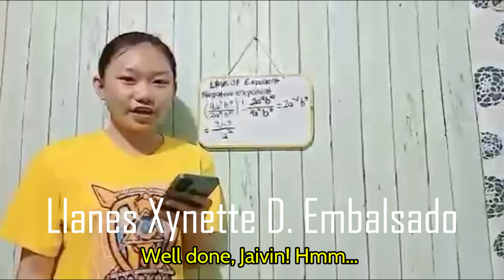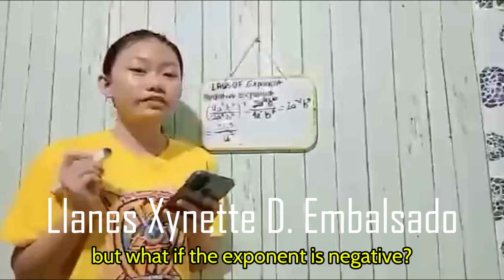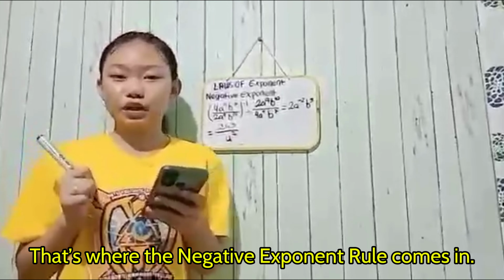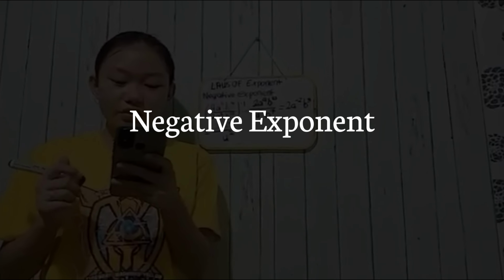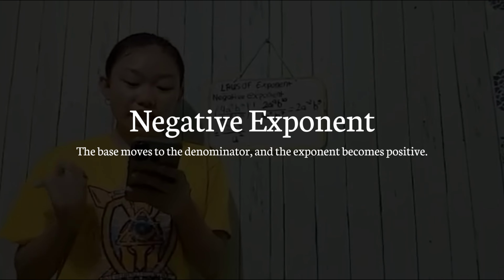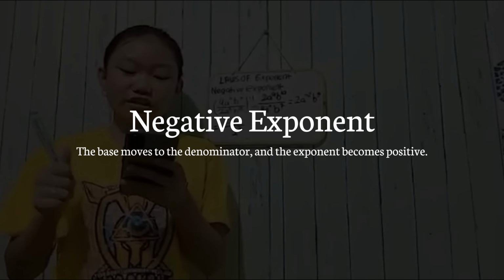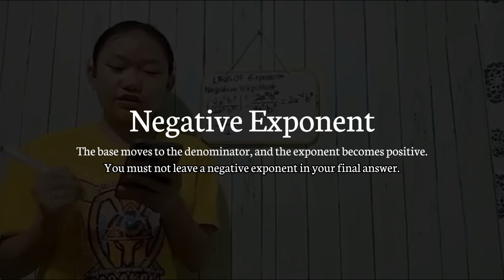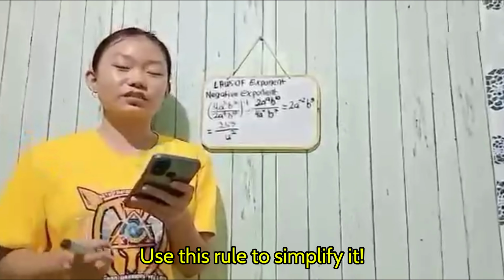So that is done. But what if the exponent is negative? That's where the negative exponent rule comes in. A negative exponent means that the base moves to the denominator and the exponent becomes positive. You must not leave a negative exponent in your final answer. Use this rule to simplify it.